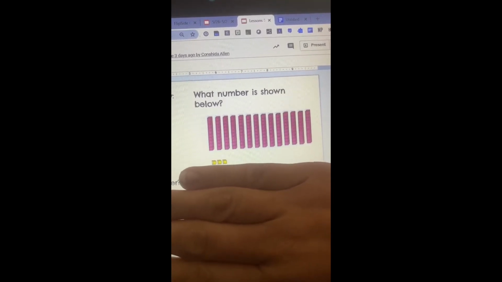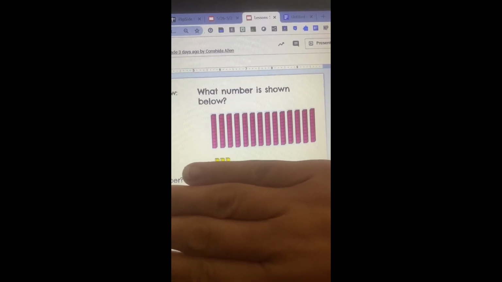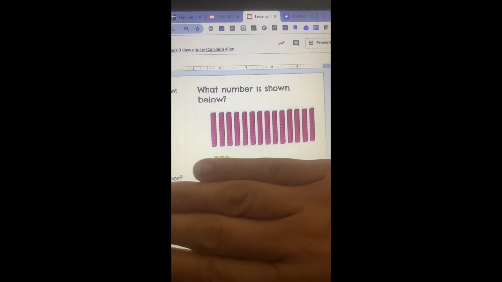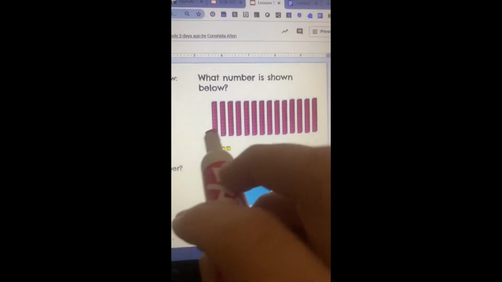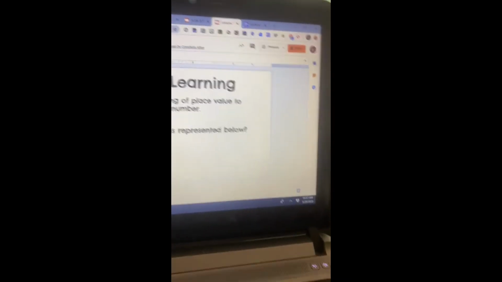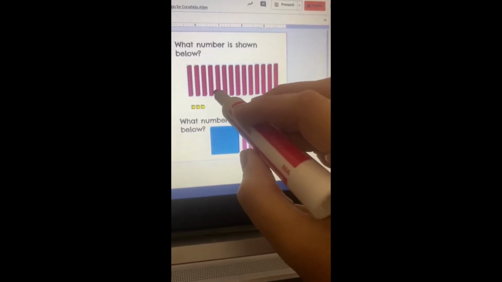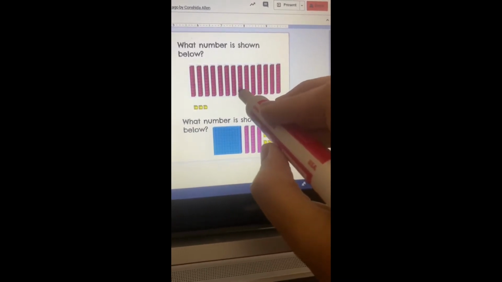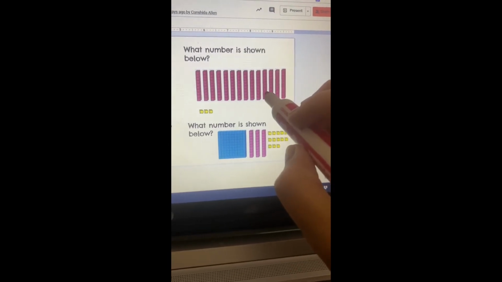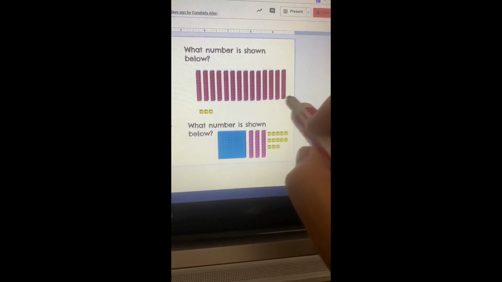Coming back to me. Hopefully you paused it and you figured it out. If not, go backwards and do it because we're going to count. I have 1, 2, oops, that's no bueno. 1, 2, 3, 4, 5, 6, 7, 8, 9, 10, 11, 12, 13, 14 sticks.